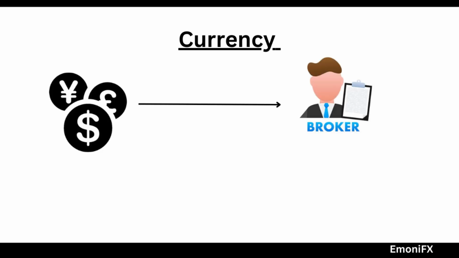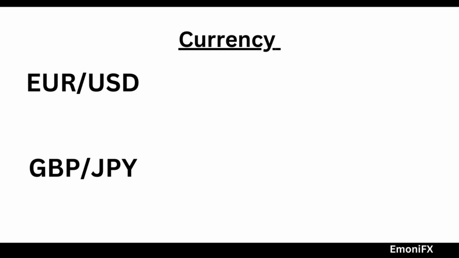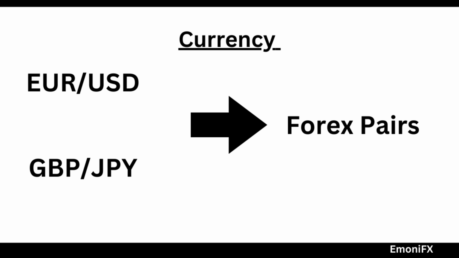Because I believe we all know what a currency is, right? Now, currencies are traded through a Forex broker and are traded in pairs. Currencies are quoted in relation to another currency. So, for example, we have the euro and the US dollar as EUR/USD, or the British pound and the Japanese yen as GBP/JPY. Basically, we call them Forex pairs. Every currency in the Forex market has to be paired against another currency. Now, let me elaborate on this so you can understand better.